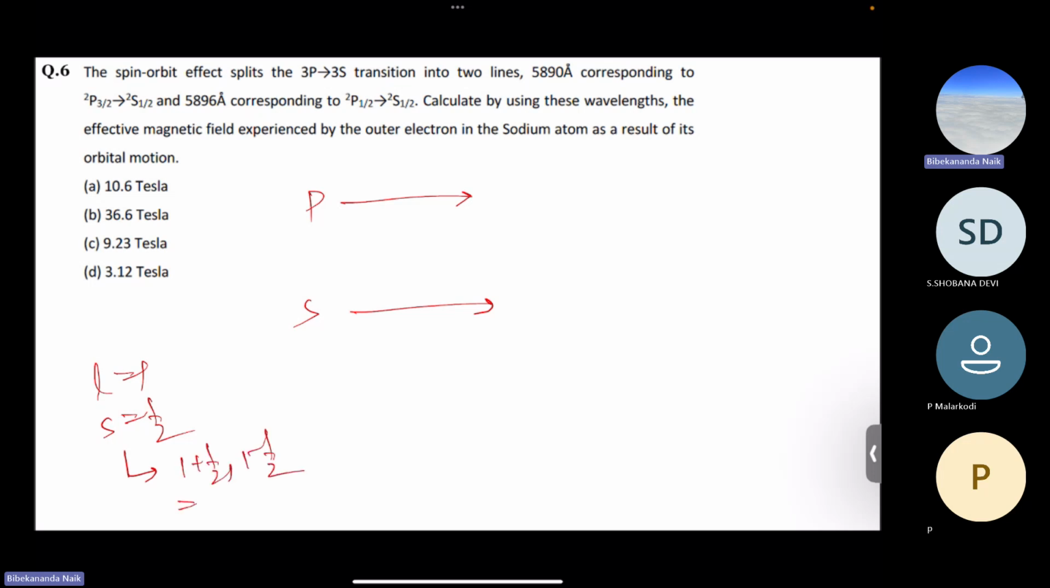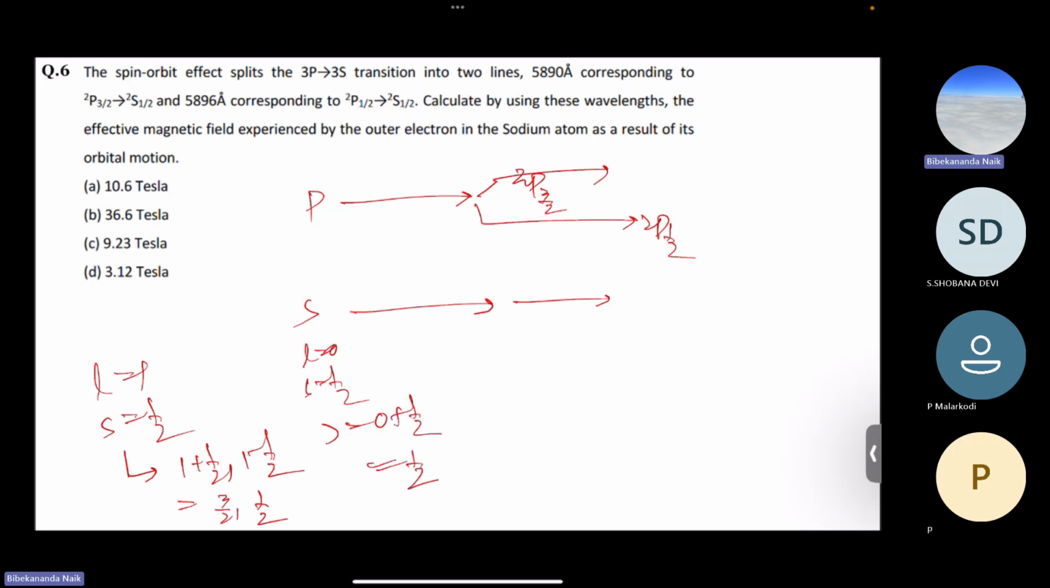So already there is one increment, so we don't need another value. So it is 3 by 2 and 1 by 2. So this level gets split into 2P 3 by 2 and 2P half. However, since S has L equal to 0 and S is equal to half, J will be only 0 plus half, that is half. It will be 2S half.